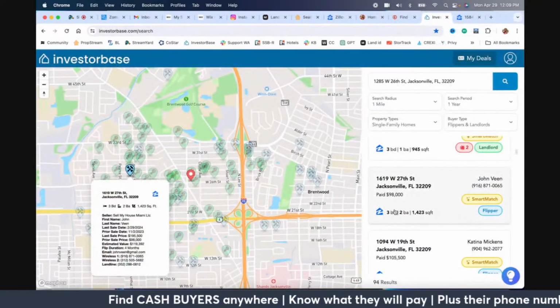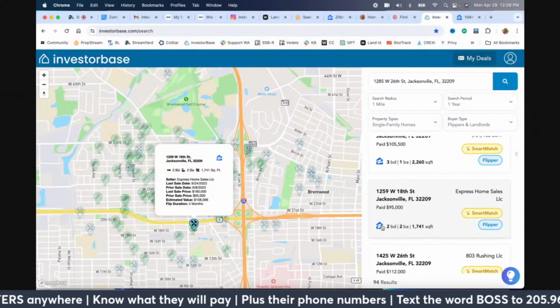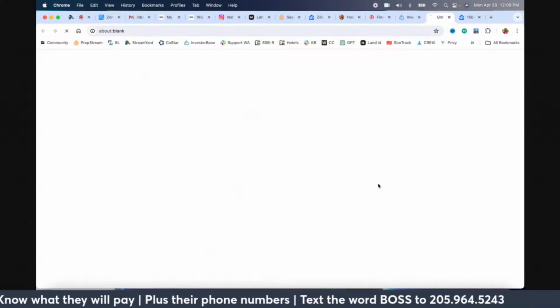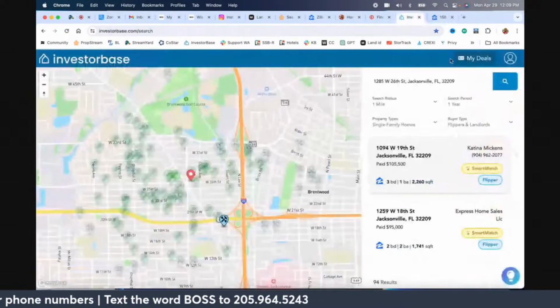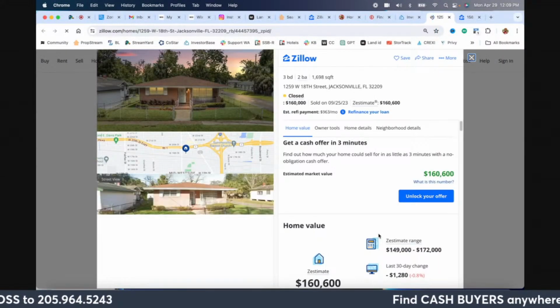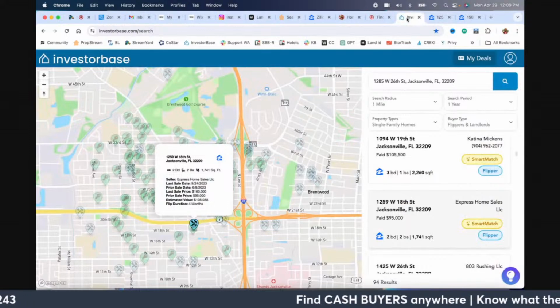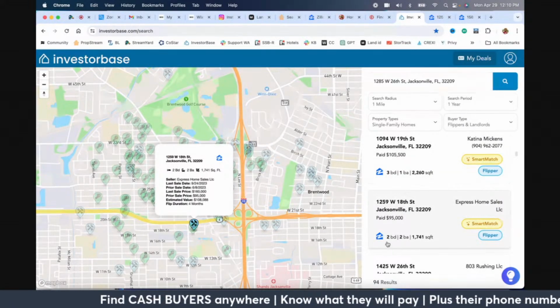This one was 2,200 square feet, so over 340. Okay, look at this one. They sold for 160 and paid 95 for it. It was 1,700 square feet.